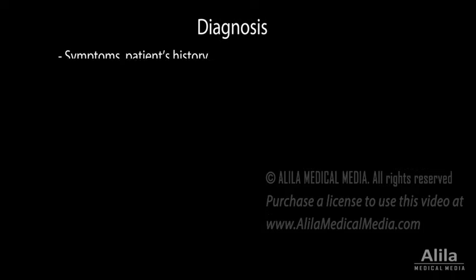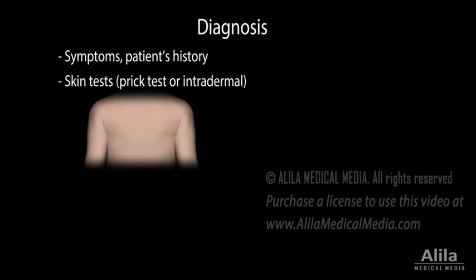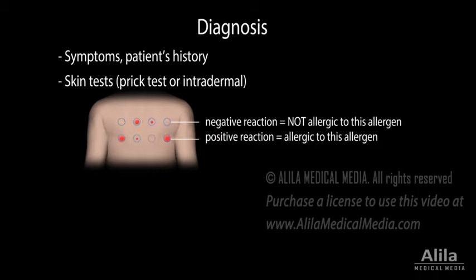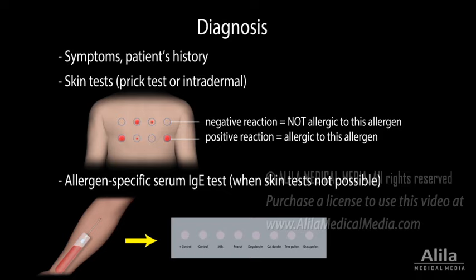Diagnosis is usually based on symptoms and patient's history. Potential allergens may be identified with skin prick tests or intradermal tests, where small amounts of common allergens are introduced into the skin and local reactions are observed. A blood test called allergen-specific serum IgE test can also be performed. In this case, patient's blood sample containing IgE is tested for binding to common allergens. If binding occurs, the person is allergic to that allergen.